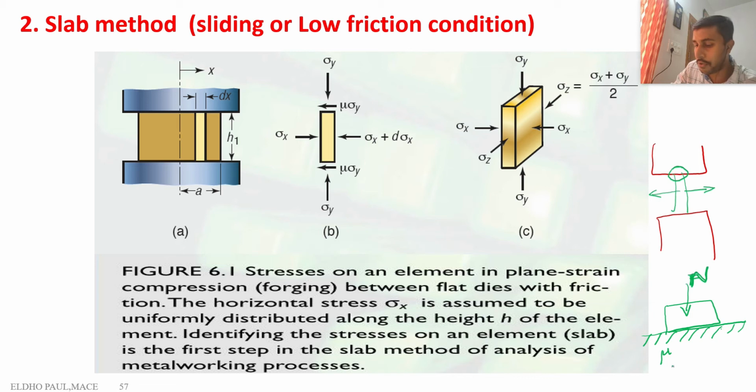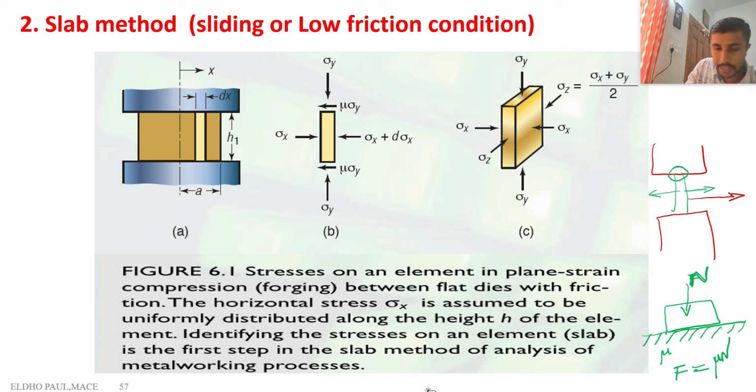What is the friction force? F is equal to mu N. You may know this. The friction force is equal to the coefficient of friction times the normal force. Similarly, here also a frictional force develops. So what is the direction of the frictional force? The material is moving in this direction.